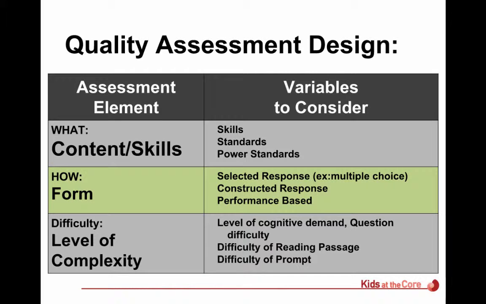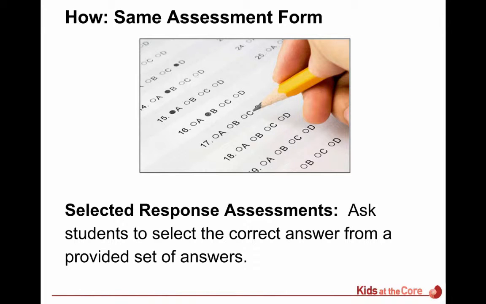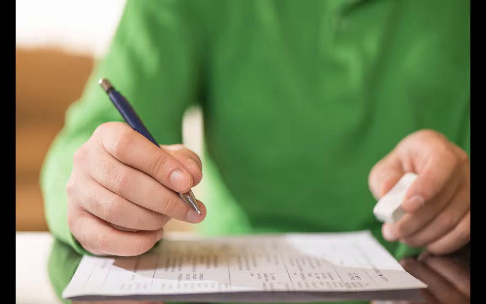Now let's talk a little bit about our format, because we really have three main formats that we're going to consider when we are writing our assessments. The first one is what we call the selected response assessment. This is where we're going to ask students to select the correct answer from a provided set of answers. Some folks refer to this as the forced choice or the multiple choice. Regardless of which name you prefer to call it, at the end of the day, what you're doing is providing the student the correct answer and the incorrect answers and asking them to choose between them.